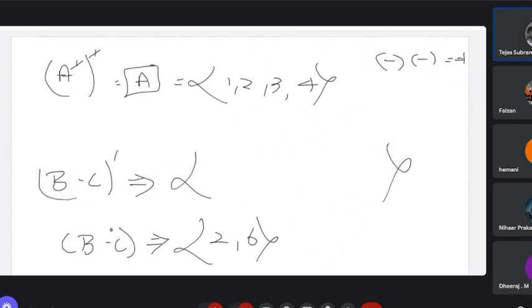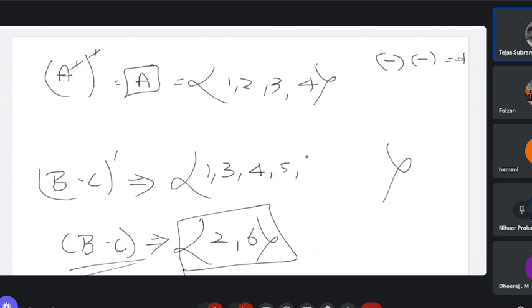Now, what does B minus C, the whole complement, mean? Elements which are present in this set. Okay. Sorry. U minus this answer. Okay. So the answer will be 1. 2 I can't write because it is present here. 3 I can write. 4 I can write. 5 I can write. 6 I can't write because it is present here. Okay. Ignore 6. 7 I can write. 8 I can write. 9 I can write.